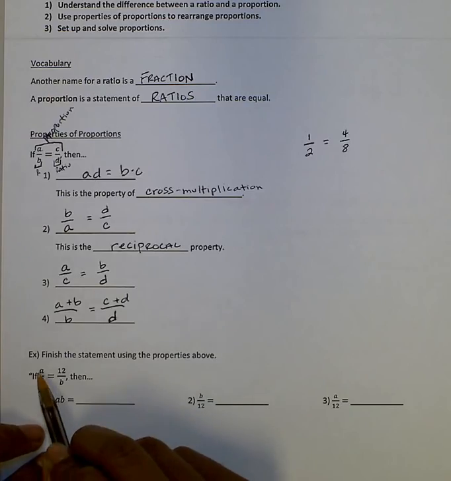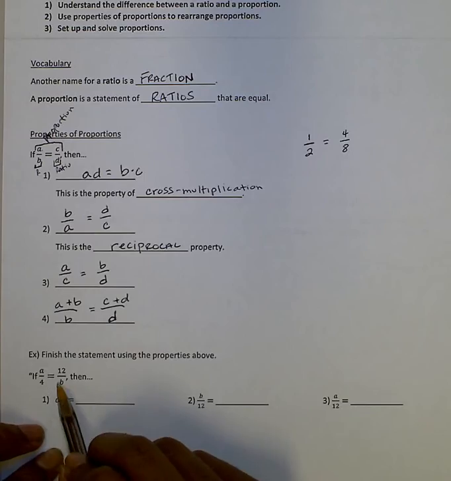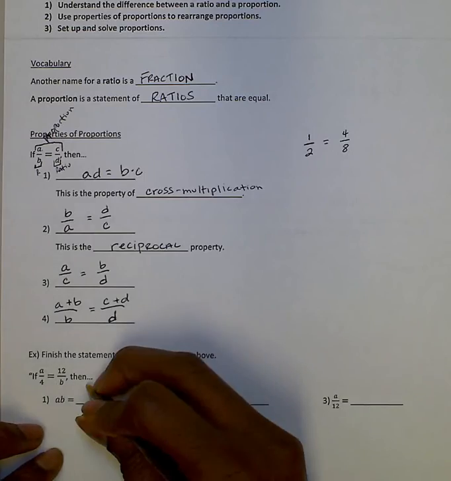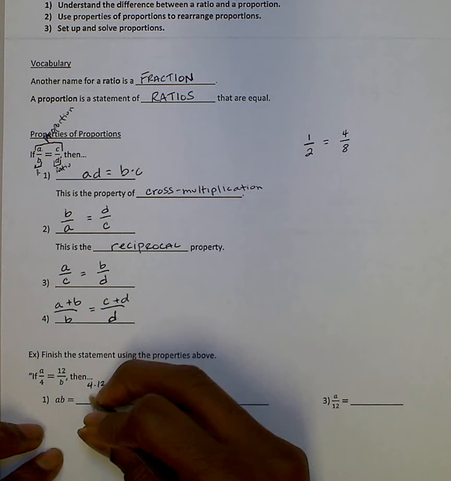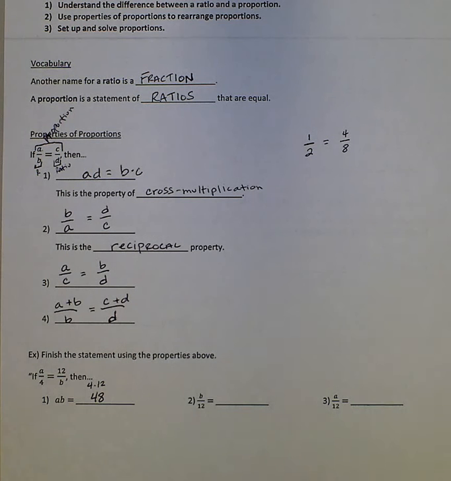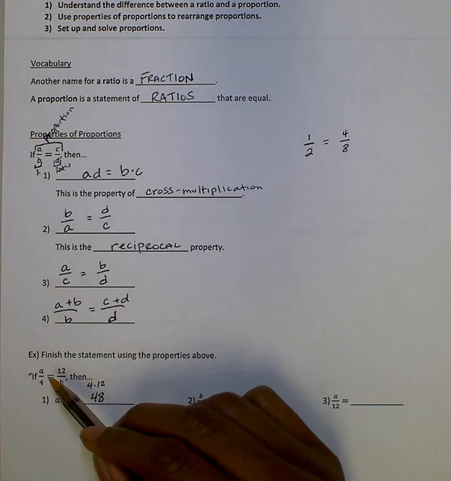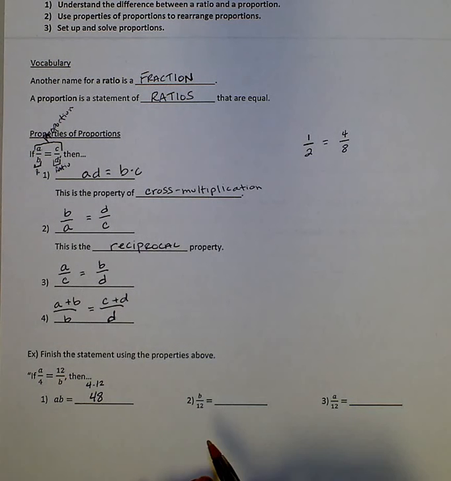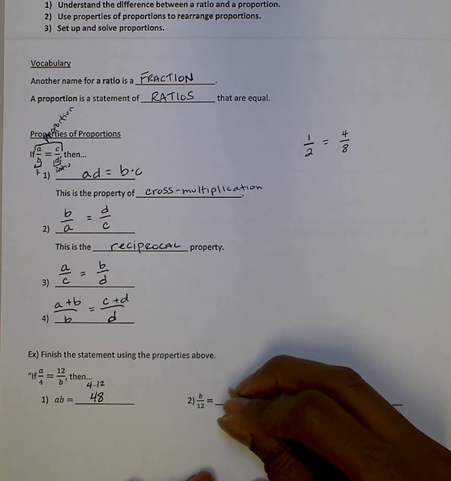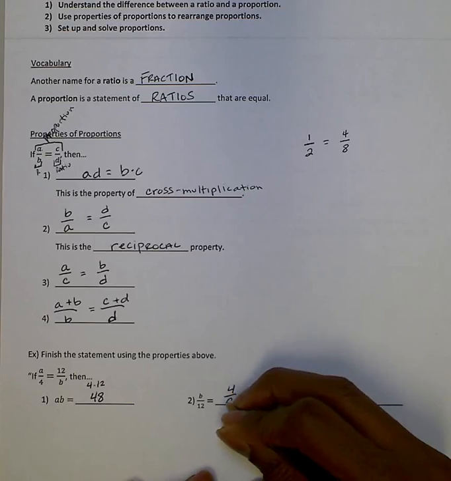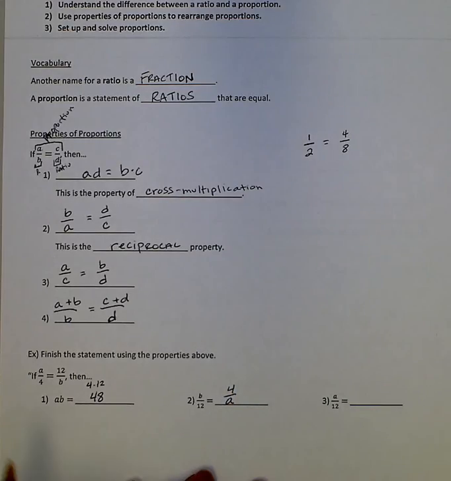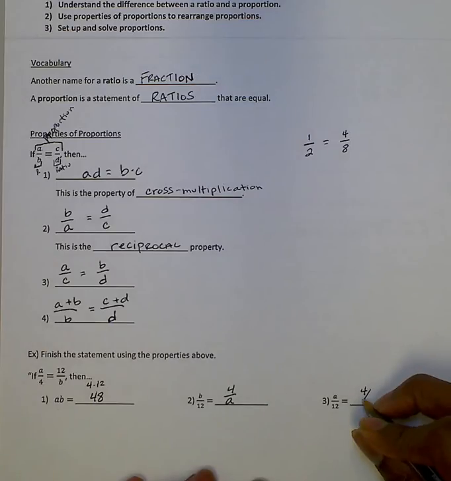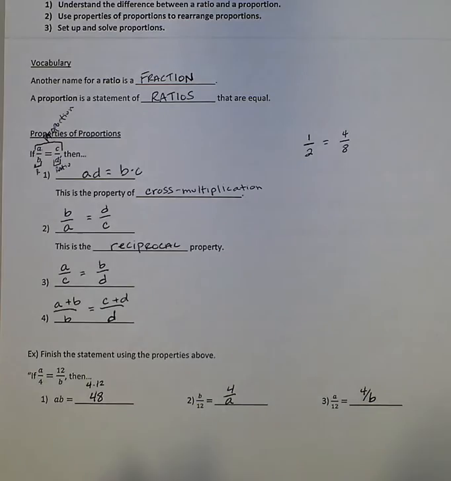So A times B. Well, we see that's cross multiplying here, so we're going to cross multiply on the right side. That's going to be 4 times 12, or 48. We'd write 48 because we can simplify that. B over 12 should be the same as 4 over A. A over 12 should be the same as 4 over B. Okay. Pretty simple there. Flipping to the back side.